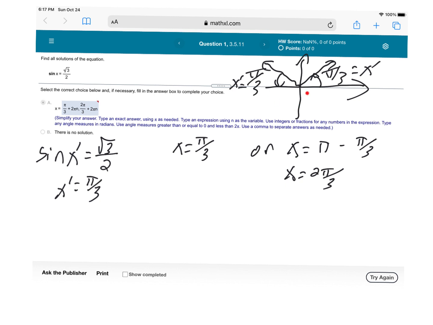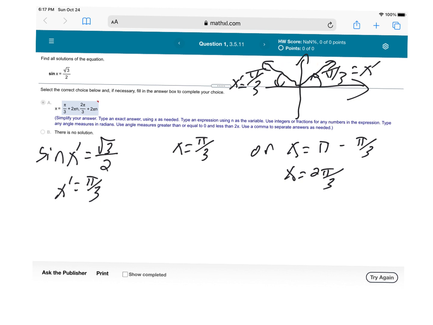So here I've drawn that the sine is positive in quadrants 1 and 2. So I've drawn an angle in quadrant 1 where the angle's pi thirds. And then in quadrant 2, I put an x bar here for reference angle. If the reference angle is pi thirds in quadrant 2, then the sine of it is also square root 3 over 2. So there's actually two quadrants where that's true here, first and the second.